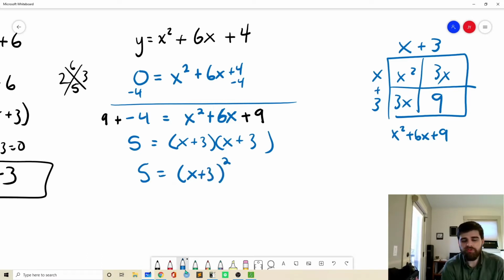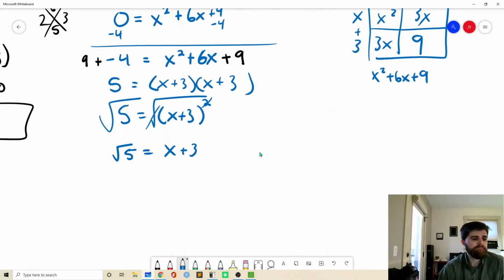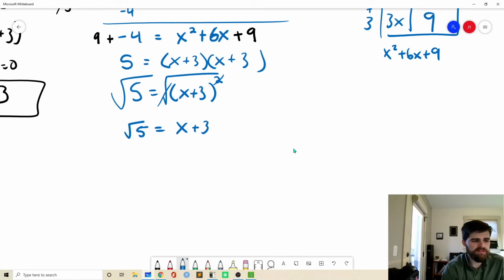All right? To multiply something times itself is to square it. So now that we've written it like this, we can solve this without having to use the zero product property or anything like that. So we take the square root of both sides. We get the square root of 5 is equal to x plus 3. All right, the square and the square root cancel each other out since they're inverses, or opposites. Okay, so what's the square root of 5?